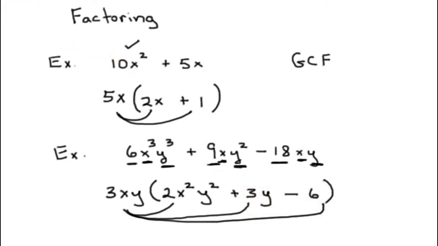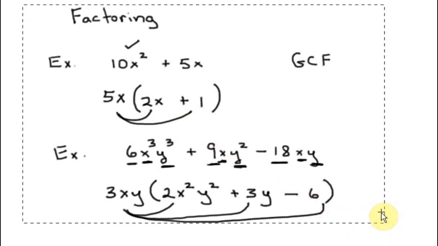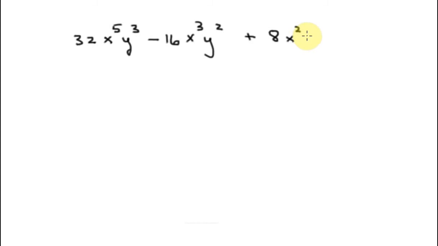So I'm now moving on to my last example. Okay, and this one I'm going to try to factor. It looks like this. 32x to the 5 y cubed minus 16x cubed y squared plus 8x squared y squared.